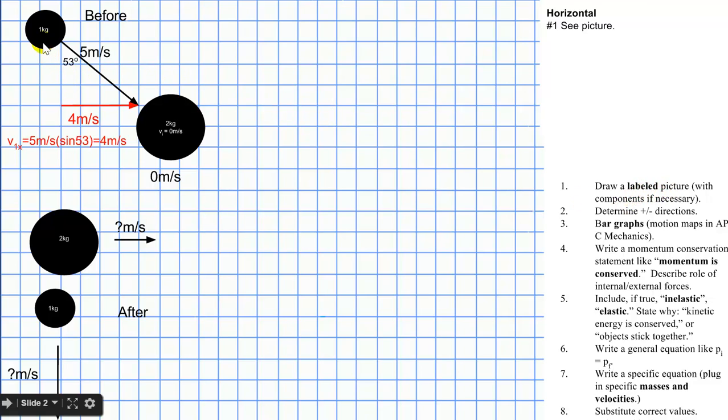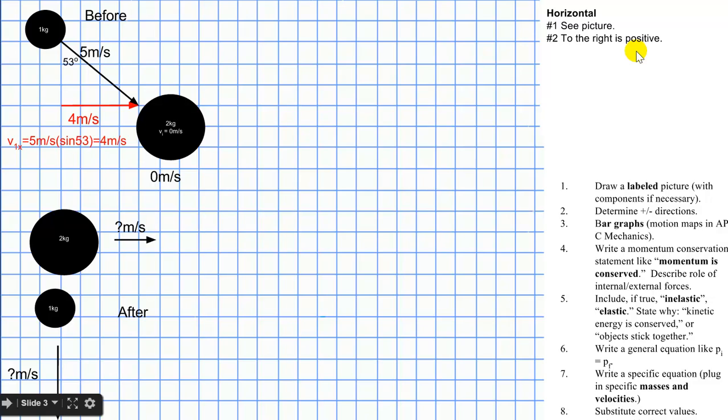The 1 kilogram mass is the only object that's moving, and in the horizontal, it's got a velocity of 4 meters per second. We have to use a sine function to figure out this component of the velocity, because that's the horizontal component of this 5 meter per second velocity that's going at 53 degrees. So 5 meters per second times the sine of 53 degrees, because it's opposite that angle. That's why we're using sine. It gives us 4 meters per second. So that's our picture. That's step number 1.